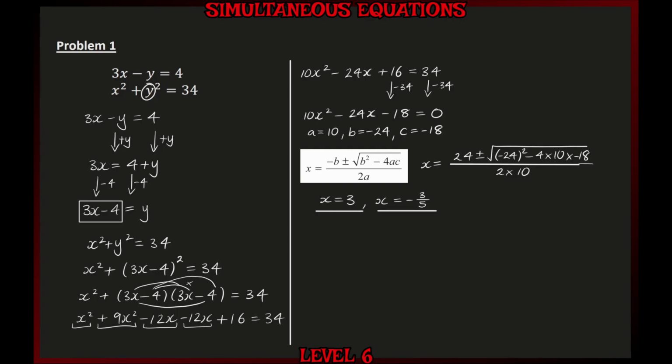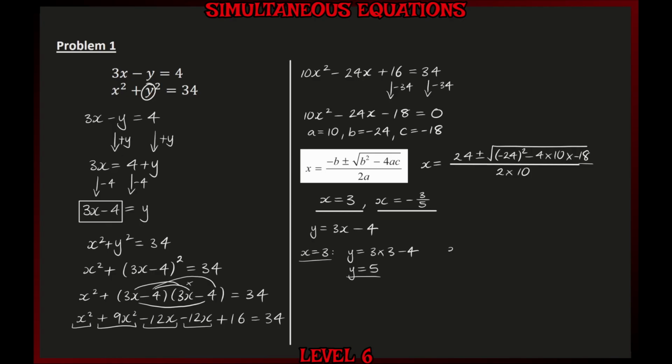We now need to find the corresponding y values. And to do this, the easiest equation to use is going to be the equation that we got when we made y the subject. And that was y is equal to 3x minus 4. And so when x is 3, if we substitute this into this equation, we get y is equal to 3 times 3 minus 4. And 3 times 3 is 9, take away 4, gives us 5. So y equals 5 pairs with x equals 3.